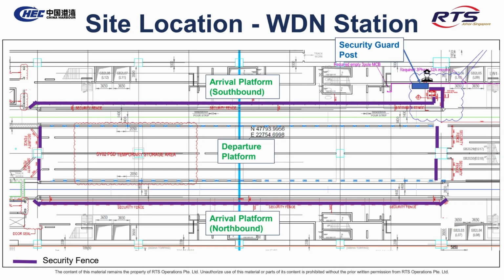Slide 21, Site Location, WDN Station. This is the WDN station layout, showing the arrival platforms for southbound and northbound trains, the departure platform, and the secured storage area. Access is controlled by security fencing and a guard post.